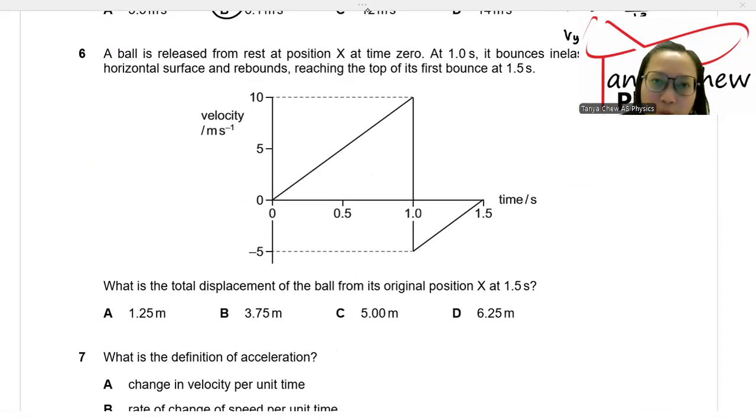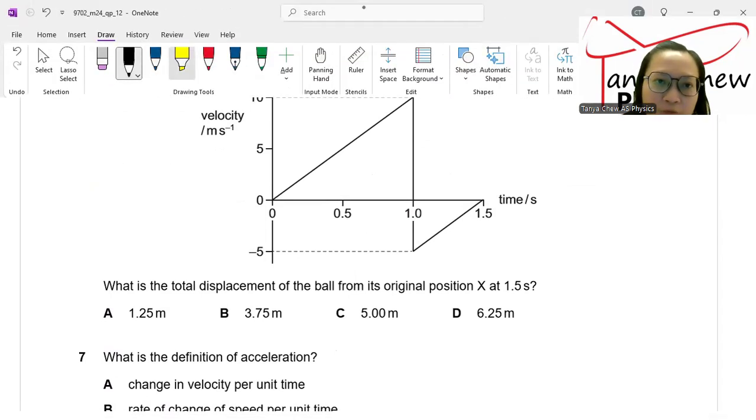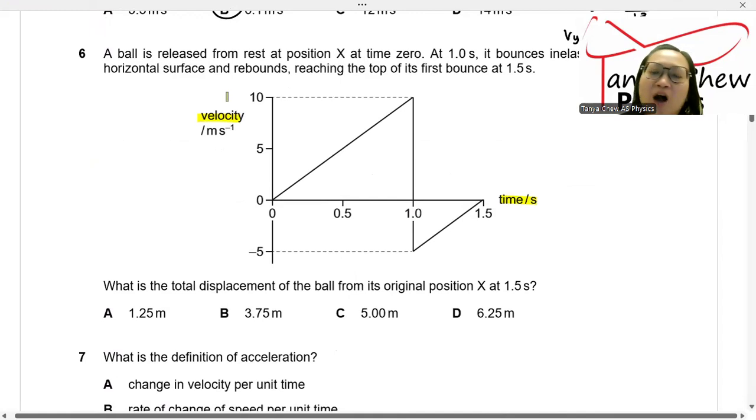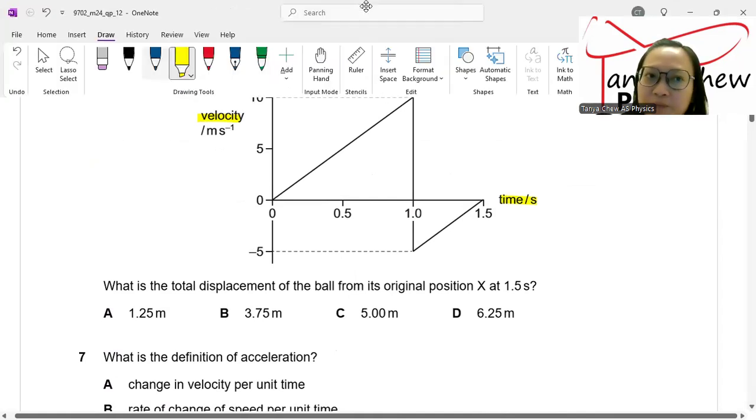So look at the graph. This is a graph of velocity against time. How do you find the displacement from the graph? Remember, when a graph is given, there are two pieces of information that you could obtain from the graph. One is the gradient of the graph. The other one is the area under the graph. To find the displacement, you need the area under the graph.